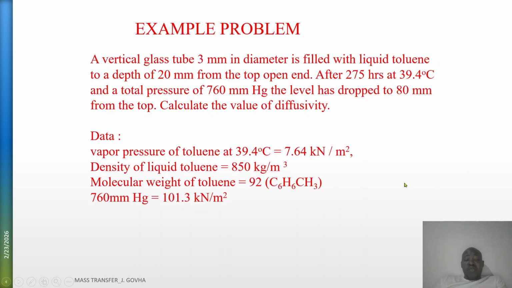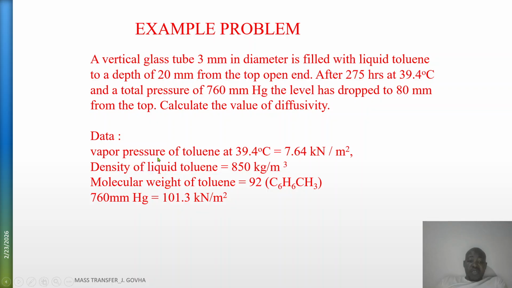We have a vertical glass tube 3 millimeters in diameter, which is filled with liquid toluene to a depth of 20 millimeters from the top, open end. After 275 hours at 39.4 degrees and a total pressure of 760 millimeters mercury, the level has dropped to 80 millimeters from the top. Calculate the value of diffusivity.